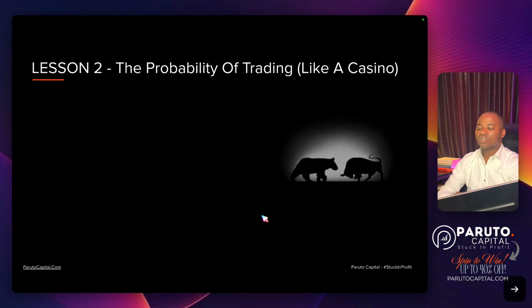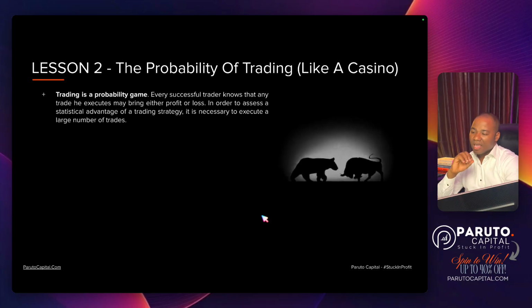So now the probability of trading is this. Every successful trader knows that any trade he executes may bring either profit or loss. There is no single trade I execute where the first thing I'm thinking about is only my profit. I know I may also take a loss. So already I'm willing to lose that amount of money. And that's very important. If you're not willing to lose that amount of money, that simply means you're either over leveraged or you have no risk management in place. And that would be unfortunate, right? And that's the whole essence of this course.